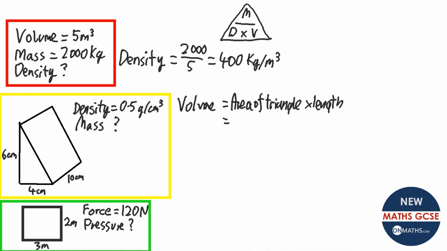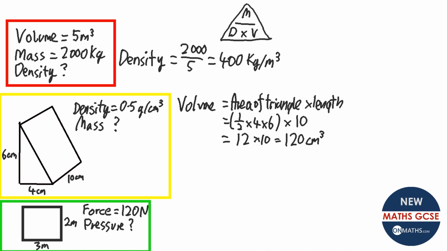So the area of the triangle is half times base, which is 4, times height, which is 6. So I'll put that in brackets. And then we'll times that by the length. Now the length is just 10. The length is how 3D the shape is, how long the prism is. Okay, so I can halve the 4 to make 2, and then 2 times 6, which is 12. Or I could have done 4 times 6, which is 24, and then halved it, which is also 12, times 10. Now I'll just do this on the same line to save space. It's going to be 120.